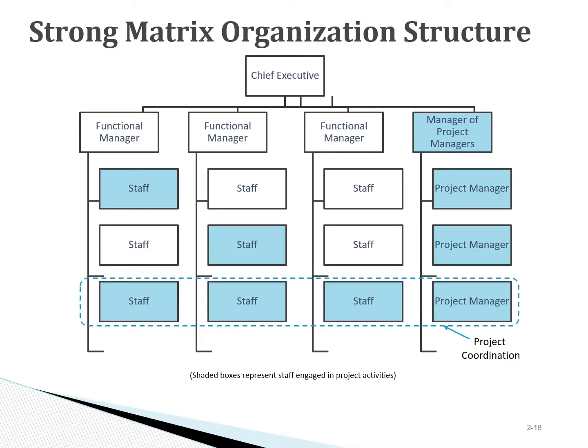Somewhere in between is a matrix organization. In this case, you have the functional managers reporting to the head of the organization, but when you put a project team together, you have a project manager designated that will have an oversight responsibility for the staff assigned to the project.